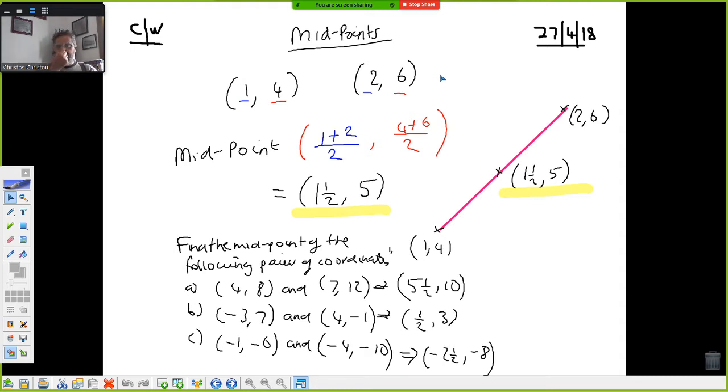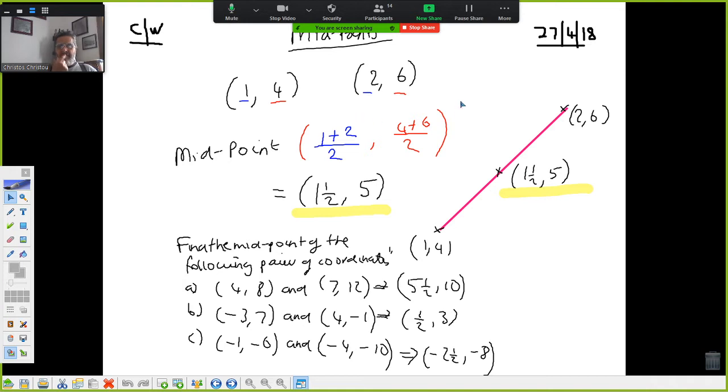Here's a revision of midpoints. Remember when I did this a few years back, I didn't use the Maths Watch. Only recently with your gear group I discovered that one sheet, which is brilliant. So just revise how to work out midpoints.